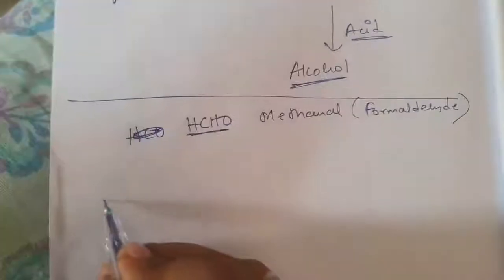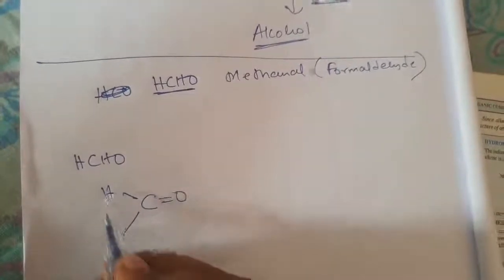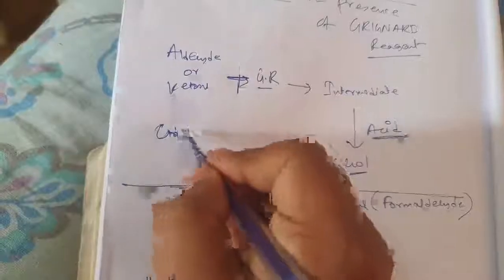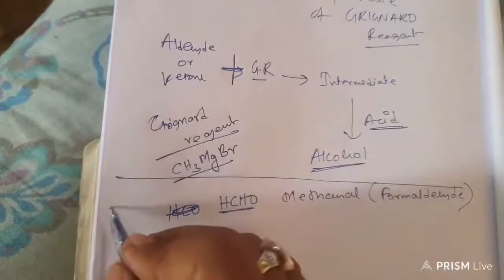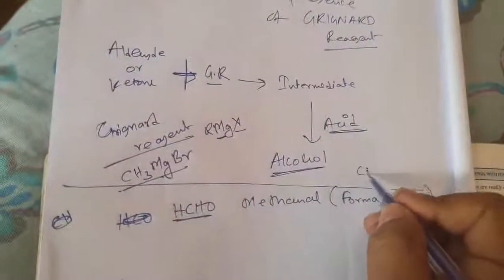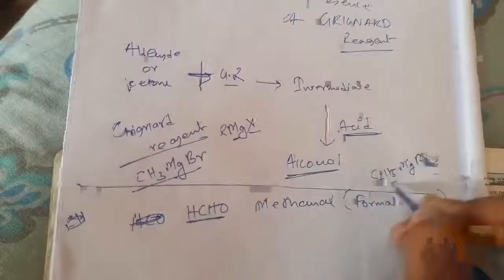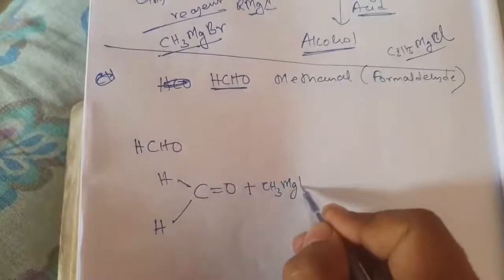Notice what happens. HCHO can be written as C double bond O with H and H. This is the aldehyde group, and H. Fine. Now treat it with a Grignard reagent. A Grignard reagent is CH3MgBr, or RMgX in general. The magnesium halide will always be there, and R can be an alkyl group, X a halogen. It could also be C2H5MgBr; these are also Grignard reagents. Okay. Treat it with the Grignard reagent CH3MgBr.